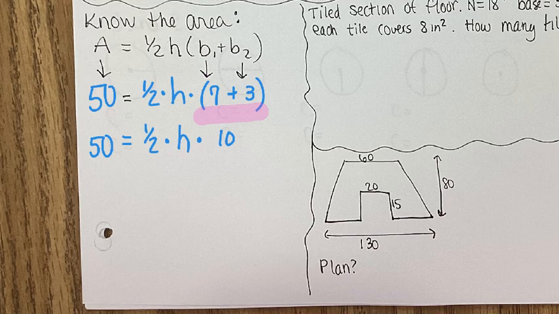I want to get rid of the 5. Do I add, subtract, multiply, or divide? Divide by 5, divide by 5, cross out. What's my answer? The height ended up being 10. So we can always work backwards and figure out another number besides the area.